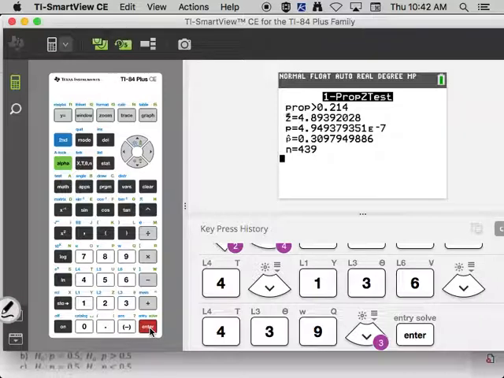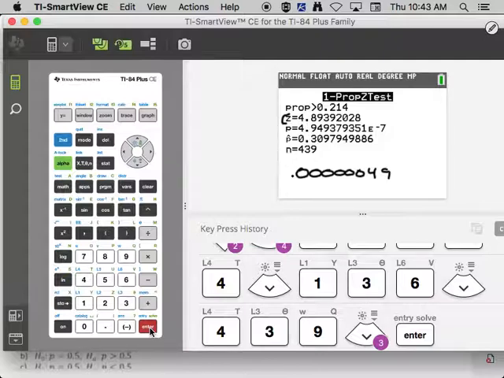So here's our z-score. And what about this? What does this mean? So this is really 0.0000049 for our p-value. So what do we think? Is that going to be smaller than our significance level? Oh yeah, it's basically 0, isn't it?